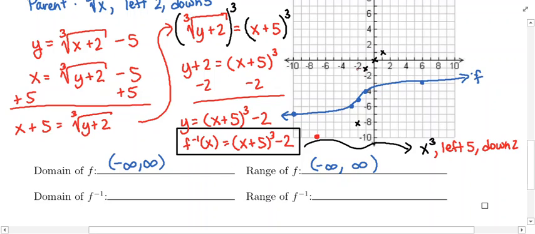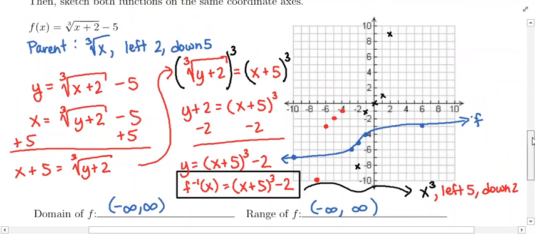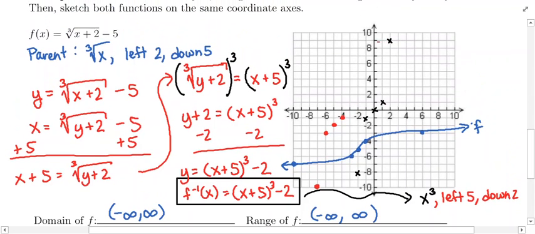And then left 5, down 2. Left 5, down 2. Left 5, down 2. One more point. Left 5, down 2. Okay, these red dots are points on the inverse function.